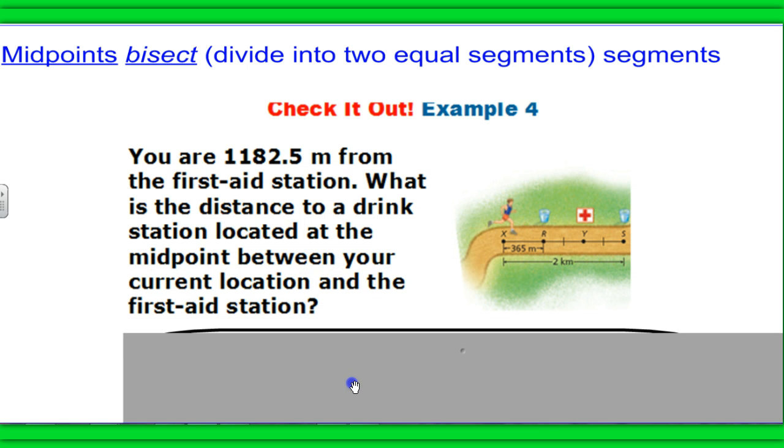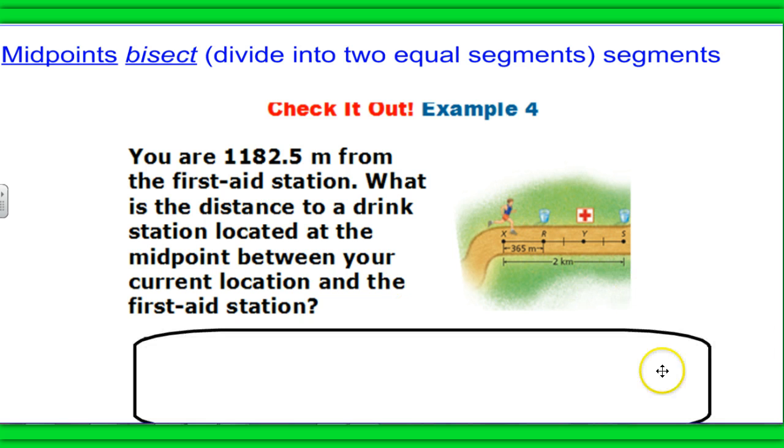You're 1,182.5 meters from the first aid station. What is the distance to a drink station located at the midpoint between your current location and the first aid station? Pause the video, come back and check your work.